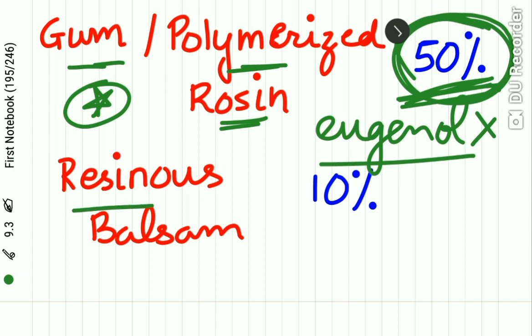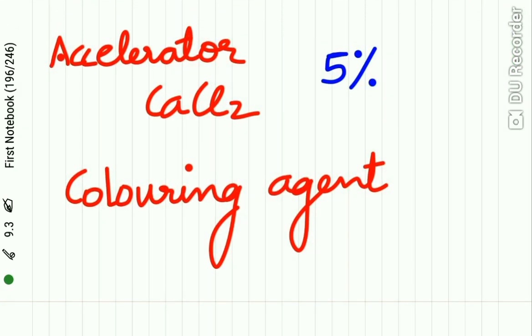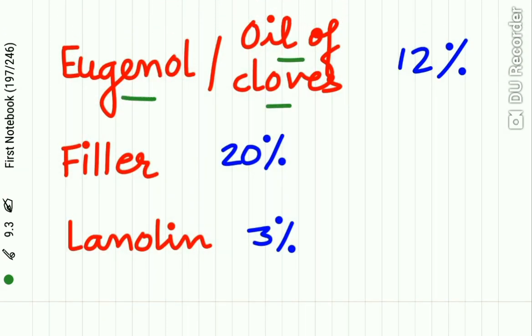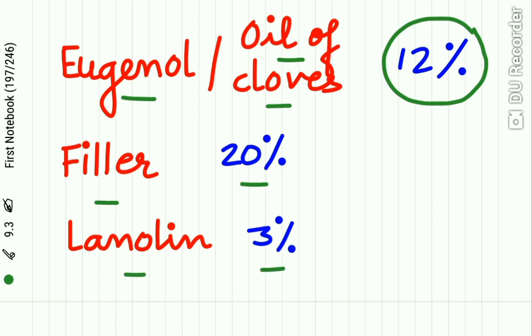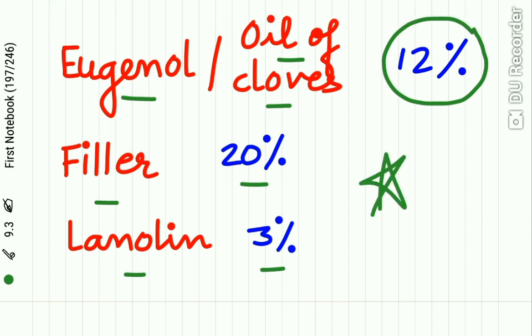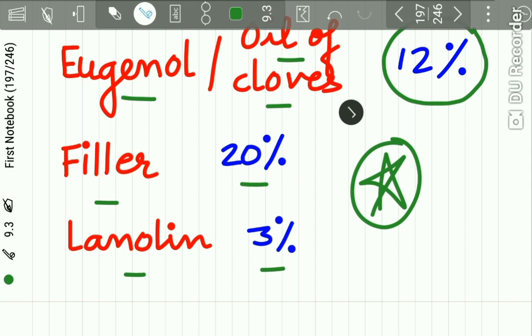And then resinous balsam, which is also called Canada balsam or Peru balsam, is present, 10%. Then the accelerator is used in the accelerator paste, which is mostly calcium chloride, 5%. Then the coloring agents are present. Eugenol or the oil of cloves is an important ingredient, but it is present only 12%. Fillers are present 20%, lanolin 3%. So you can easily remember these ingredients using the mnemonic Grace Funland.